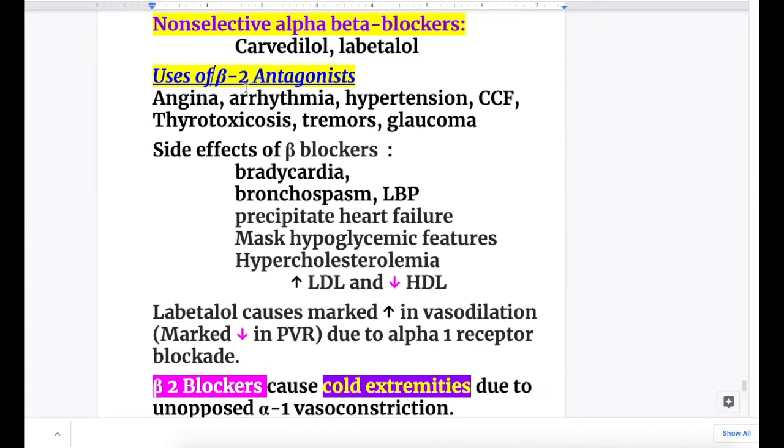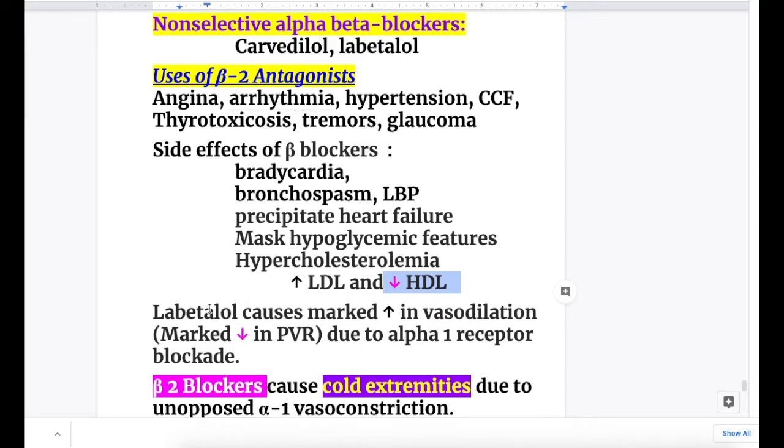Now, uses of beta antagonists or non-selective beta antagonists: angina, arrhythmia, hypertension, CCF, thyrotoxicosis, tremors, and glaucoma. And the side effects of the beta blockers are bradycardia, bronchospasm, and low blood pressure. They precipitate heart failure and mask the features of hypoglycemia. Beta blockers may also cause hypercholesterolemia, so they increase the low density lipoproteins, but they decrease the high density lipoproteins.